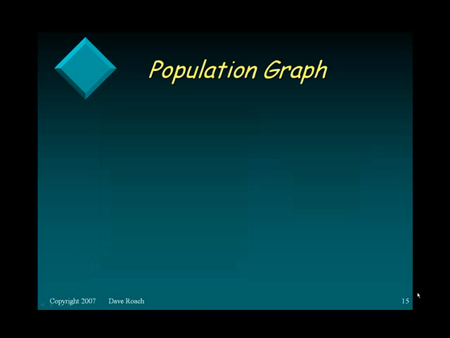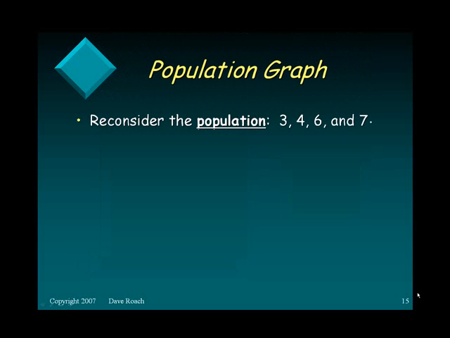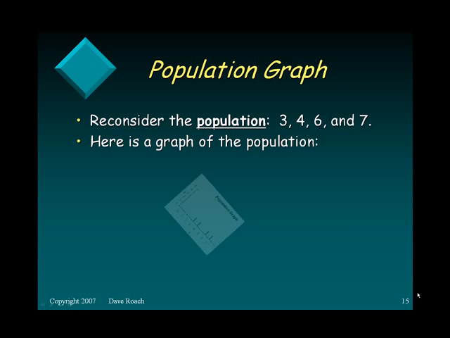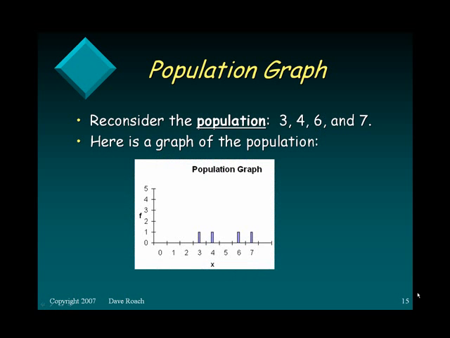Let's draw a graph of the population. Remember, our population consisted of 4 values: 3, 4, 6, and 7. So here's just a graph of that. Each value occurs once and only once. So we just have a uniform, flat distribution with values at 3, 4, 6, and 7.